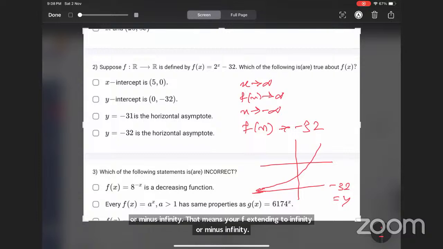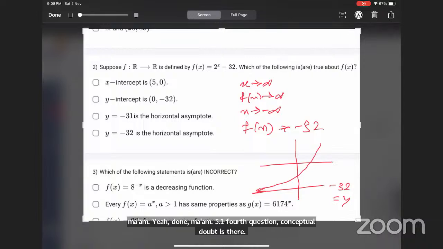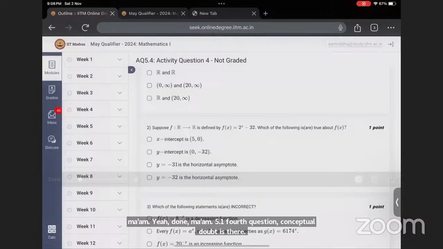Clear? Clear, ma'am. Yeah, done, ma'am. Ma'am, fourth question, 5.1, there is a conceptual doubt. Okay, yes, I will pick all that out one by one.